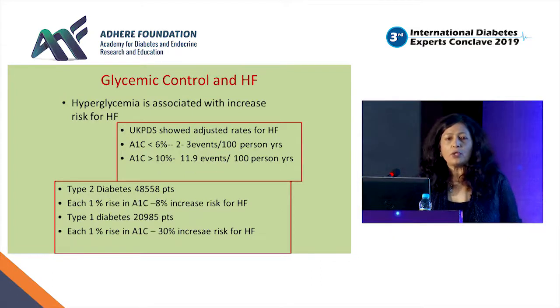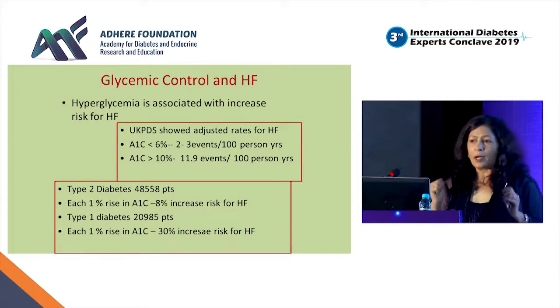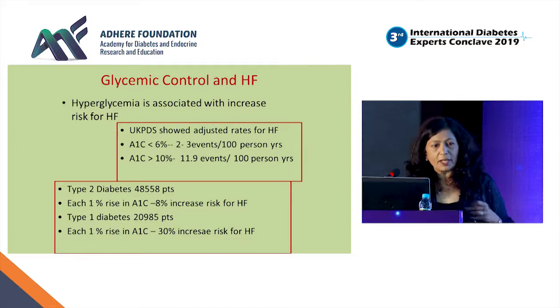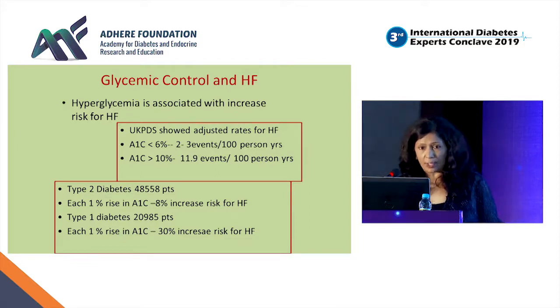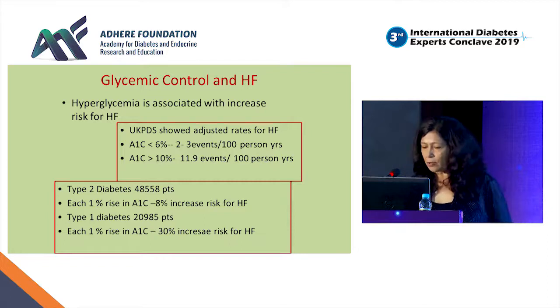Now when we come to good glucose control and cardiovascular risk, we know that even though you push down A1C, cardiovascular risk may not decrease. But when you look at heart failure, the UKPDS has shown that when A1C is below 6%, the events for heart failure are 2 to 3 per 100 patient years. When the A1C goes above 10%, the event rate increases multifold.